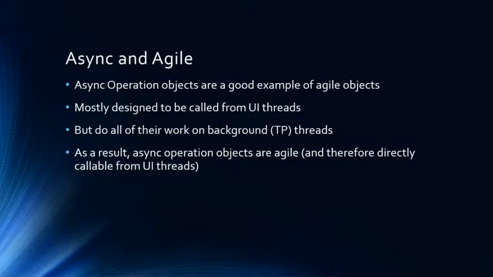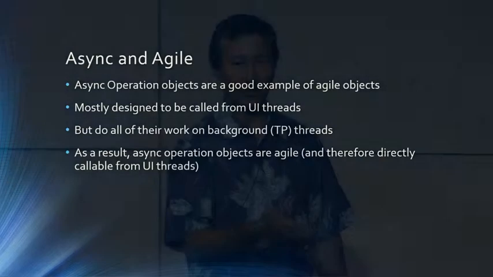The point of this slide is that the async operations are agile. And if you think about it, it's pretty obvious. You want them to be agile because you want them to be directly callable from UI threads. So the whole point of the system is you want UI to be able to create these operations and get the result of them back. And so they're one of the very prominent reasons why we created this agility facility in the system.